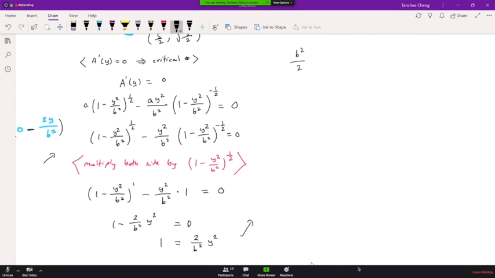b squared over 2 equal to y squared, and then y will become plus or minus the square root of b squared over 2. And we want only quadrant 1, so it will be just what? The positive part, which is going to be b over square root of 2. So that's our critical number.